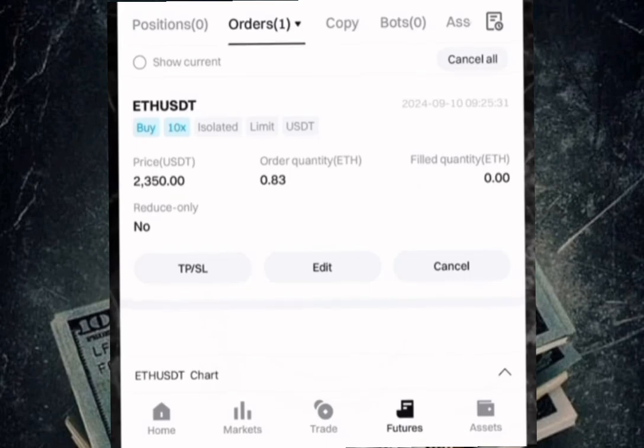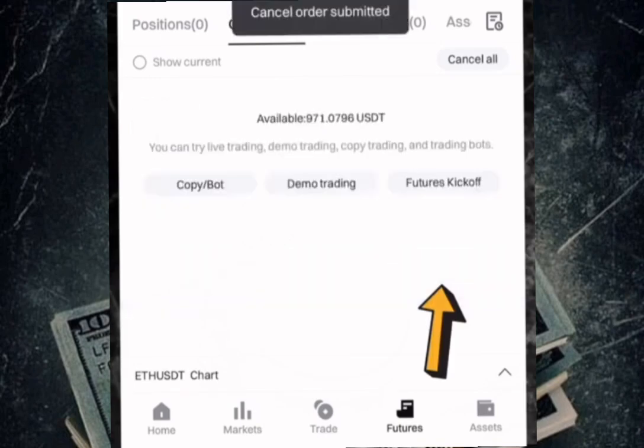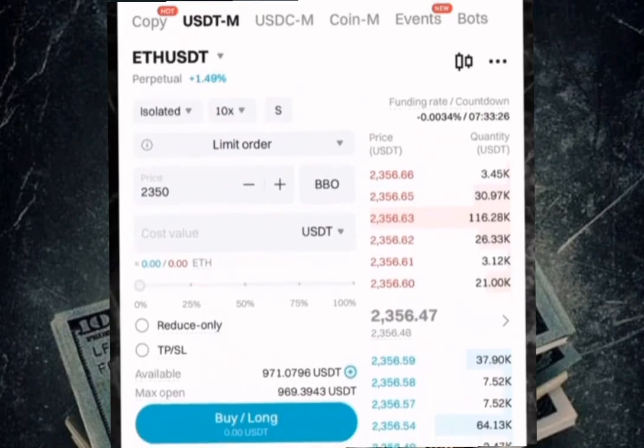And if you want to cancel it, let's say it has not got to 2,350 and you want to change your mind, you don't want to enter the trade again, just come right here and click on cancel. So you can see you have cancel right here. Just click on it and it has been cancelled. So that is just for limit order. It allows you to enter the price at which you want to enter the trade.